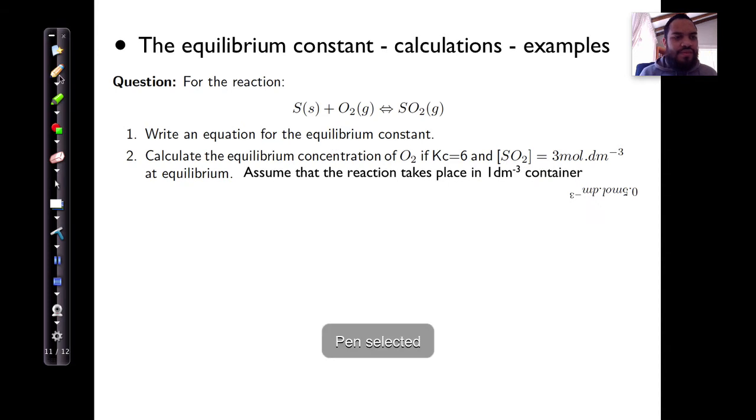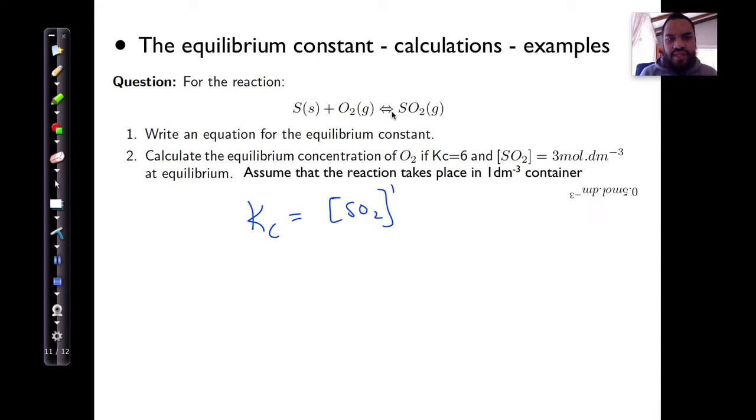So we've already seen some practice, and this has been a fairly simple one. We say that Kc is equal to the concentration of whatever's on the product side, and in this case it's SO2 raised to the power of 1 because it's balanced, okay, divided by S raised to the power of 1 multiplied by oxygen raised to the power of 1 as well. Now this one's fairly trivial.